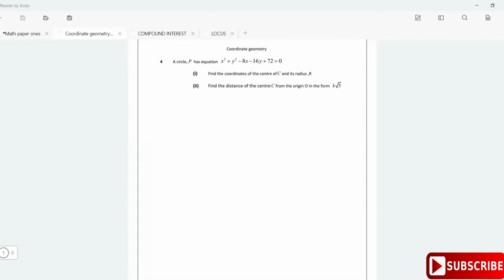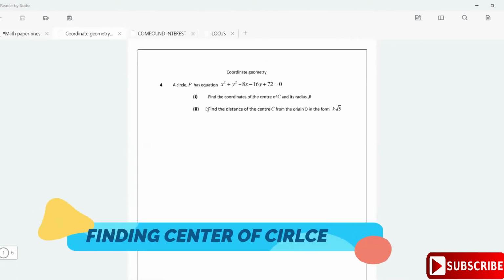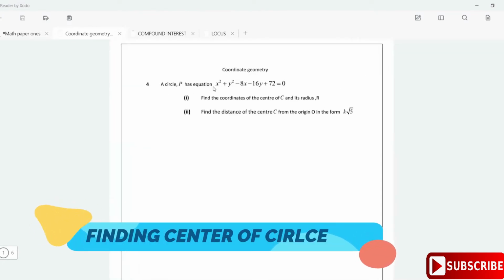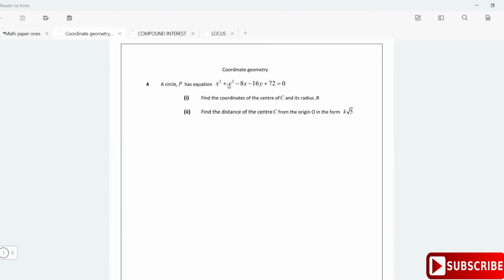Circles. So this question says a circle P has equation x squared plus y squared minus 8x minus 16y plus 72 equals 0. Find the coordinates of the center of the circle and its radius. To find the center of a circle, what we have to do is go from the general form to the standard form.